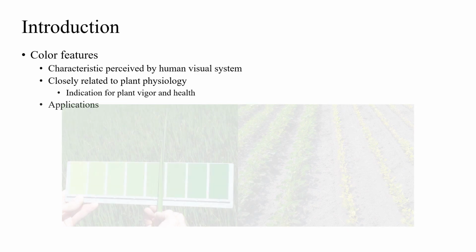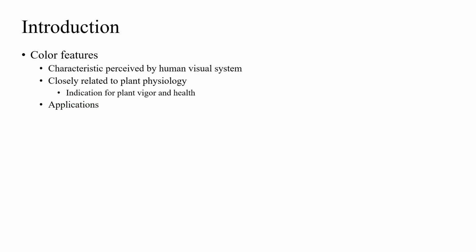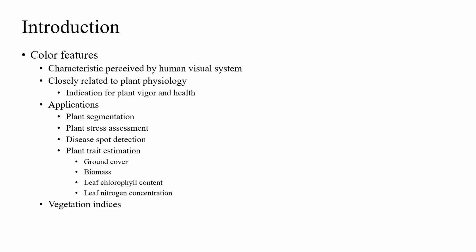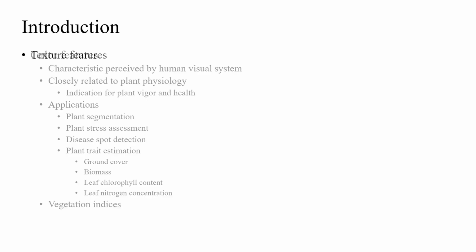Some example applications of color features include plant segmentation, plant stress assessment, disease spot detection, and estimating plant traits such as ground cover, biomass, leaf chlorophyll content, and leaf nitrogen concentration. Many vegetation indices are also calculated based on RGB bands. The second one is texture.